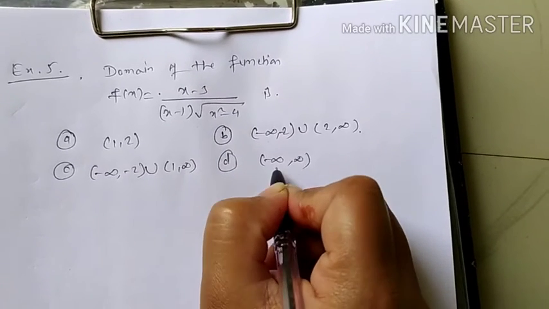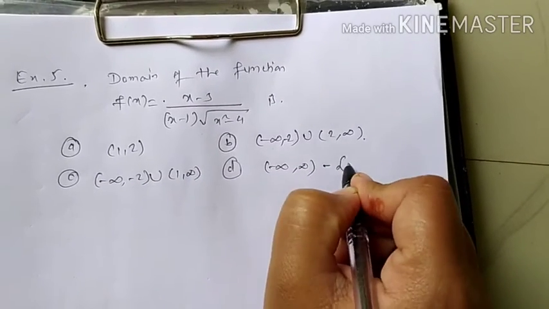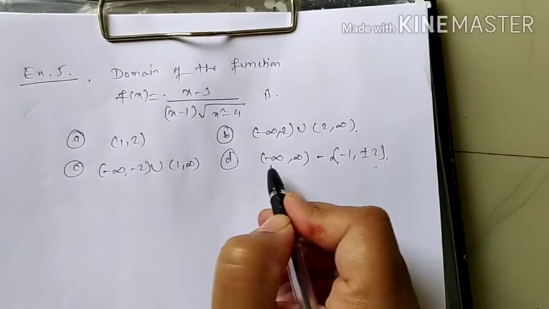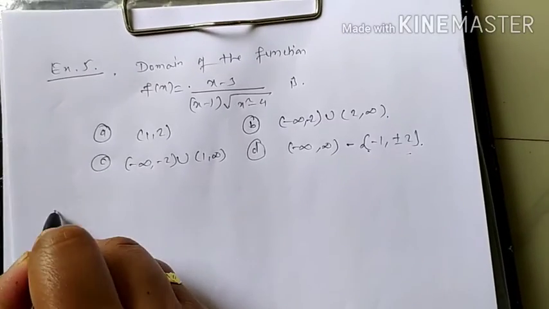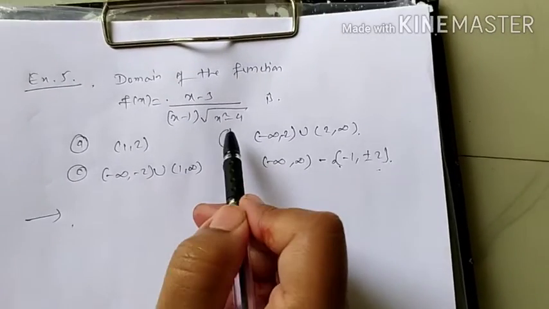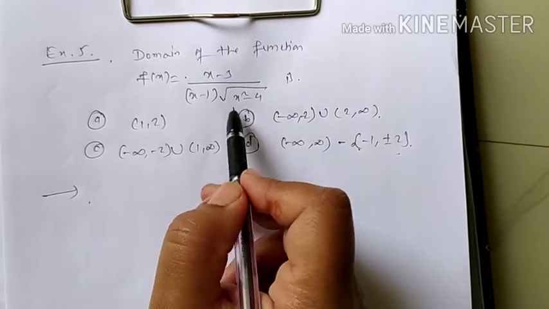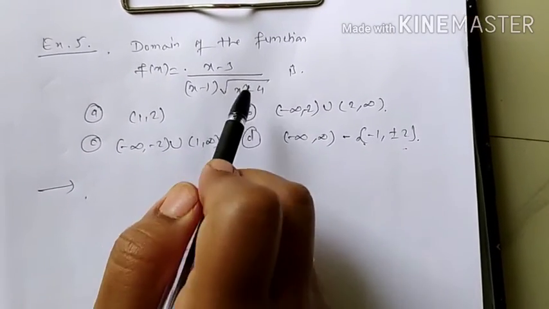to infinity. This is nothing but the set of real numbers only. From this we are subtracting minus 1 and plus or minus 2, meaning leaving these points we are taking all numbers on the real number line. Okay, now student, please see this question properly. In the previous examples we have taken the square root quantity as a non-negative term. In non-negative terms 0 is also there.